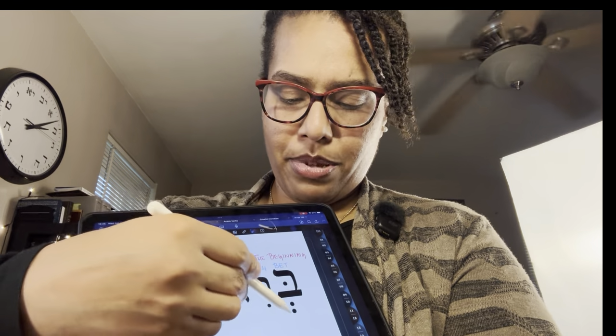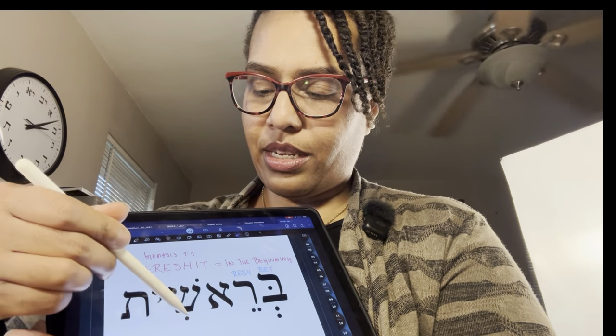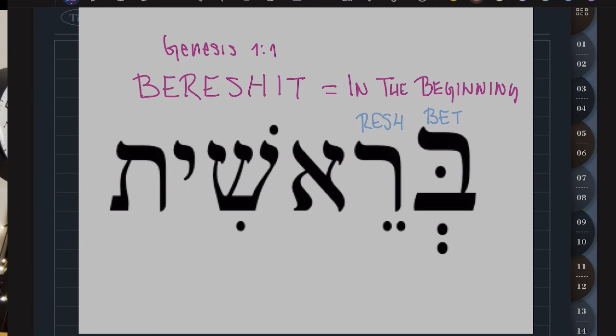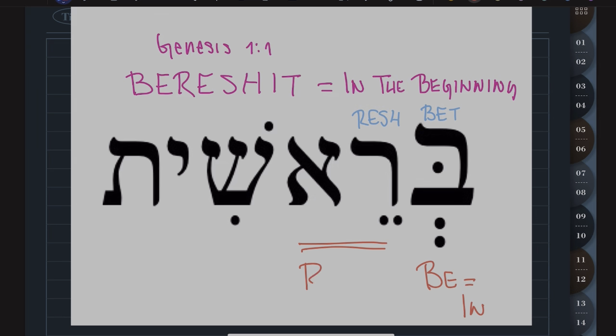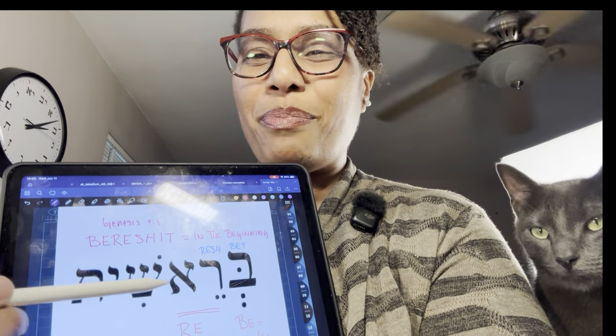Bereshit, Bereshit, and then this is sheet. Now let's write this down so that you can see it. We have the B here, which means in. I'm going to write in here the ra. Be-ra. Can you see that? Be-ra.